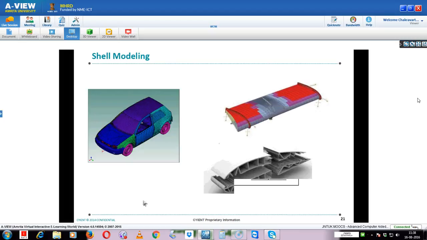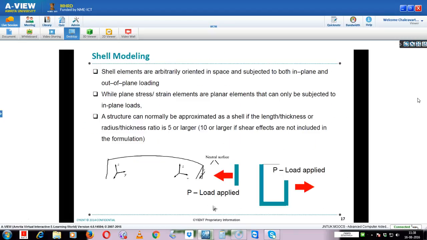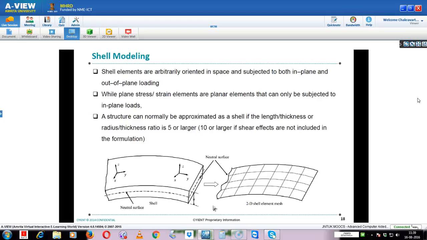If you see here in the shell model, this is a car. This car is completely modeled using shell elements. Similarly, these are parts of an aero engine. These are modeled using shell elements. So shell elements are exclusively used in the stress analysis area. Then what is the main usage of these shell elements? Shell elements are also similar to plane elements. These are also area elements.